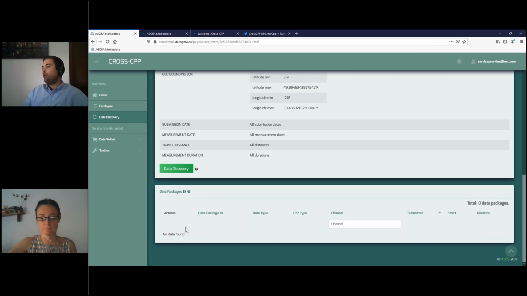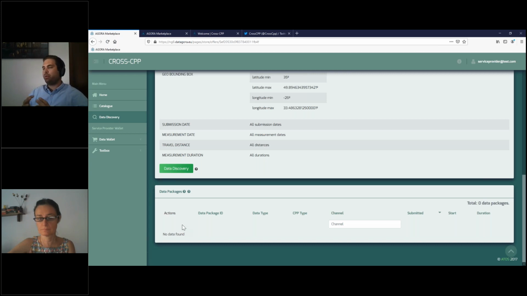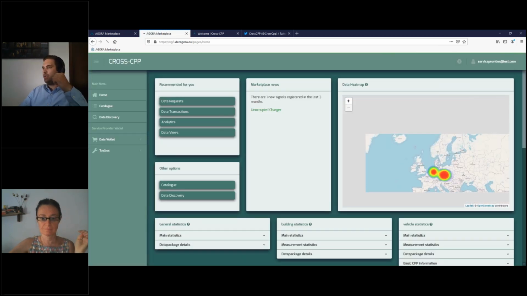Okay, because there is no data owner that has accepted this offer. So this concept has to be very clear. Okay, now I'm going to change my hat. I am going to log in as a data owner, as a data owner of a vehicle or a building. Okay, I will show you right now.